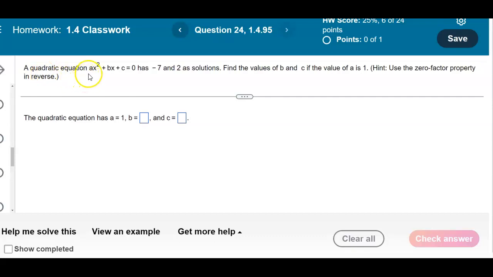A quadratic equation ax squared plus bx plus c equals 0 has -7 and 2 as solutions. We want to find the values of b and c if the value of a is 1. So hint, we're going to use the zero factor property in reverse.